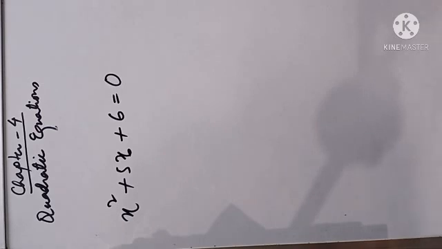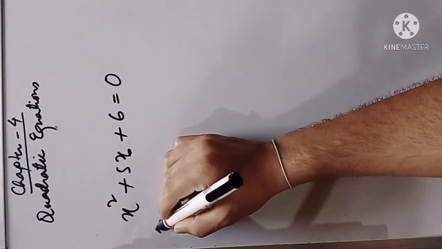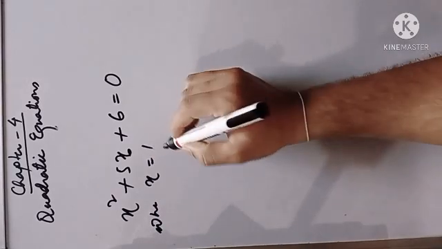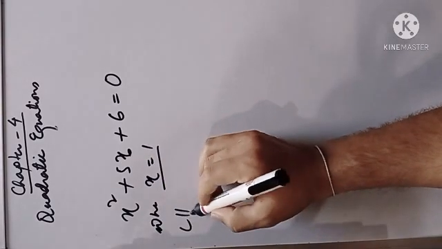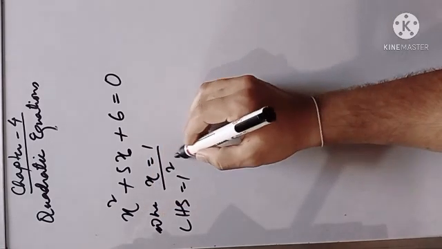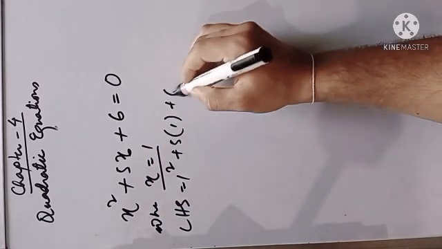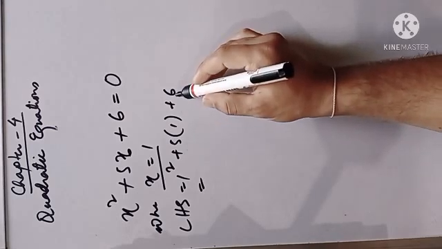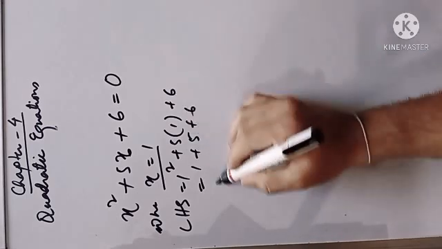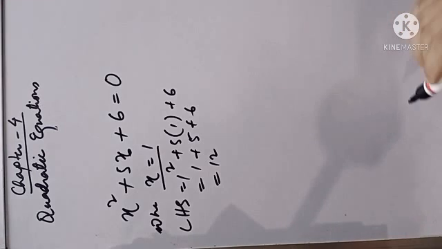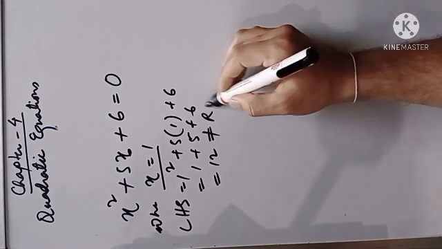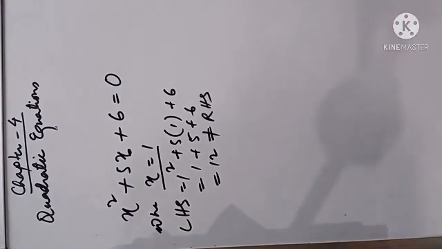Here, by taking different values of x, we can check whether left hand side and right hand side are equal or not. Okay, let's see. First let me take x equal to 1. Left hand side will be 1 square plus 5 into 1 plus 6, that is 1 plus 5 plus 6. So we get here 12. But on the right hand side we have 0. That means it is not equal to right hand side. Like this, I can take different values of x and check whether left hand side and right hand side are equal or not.